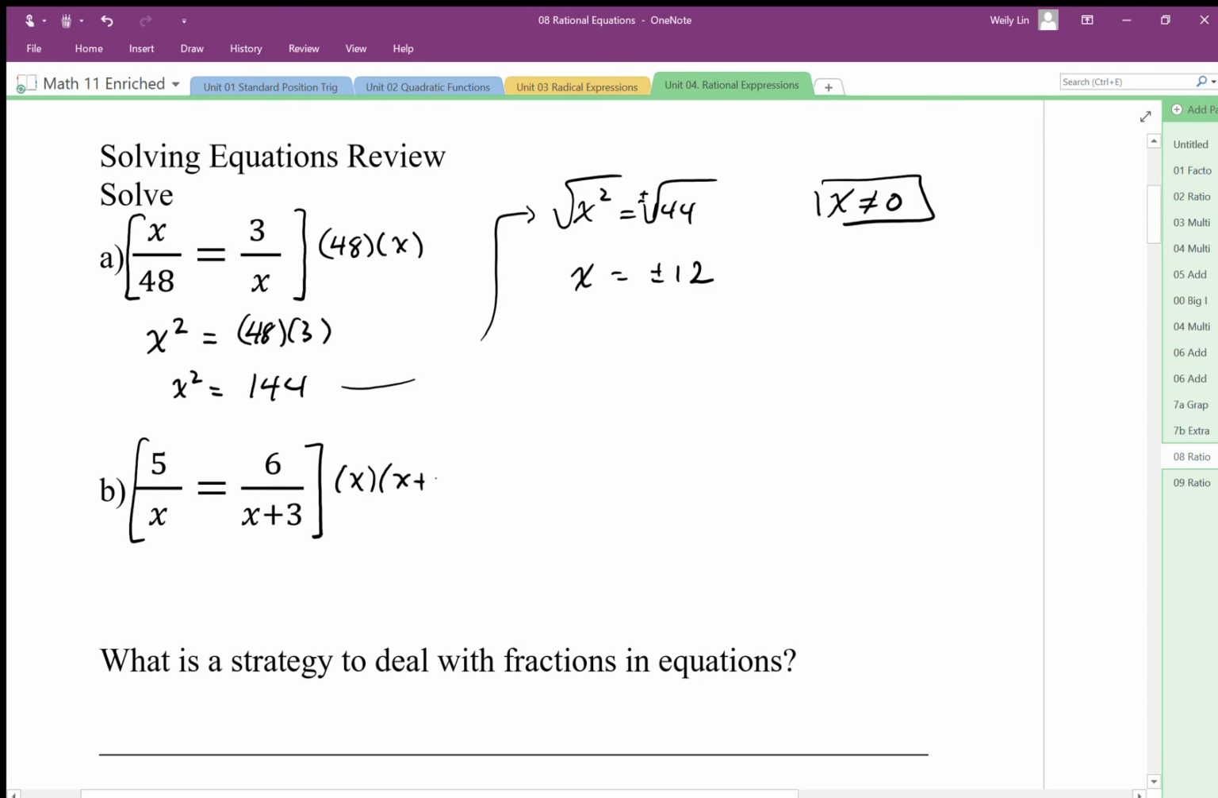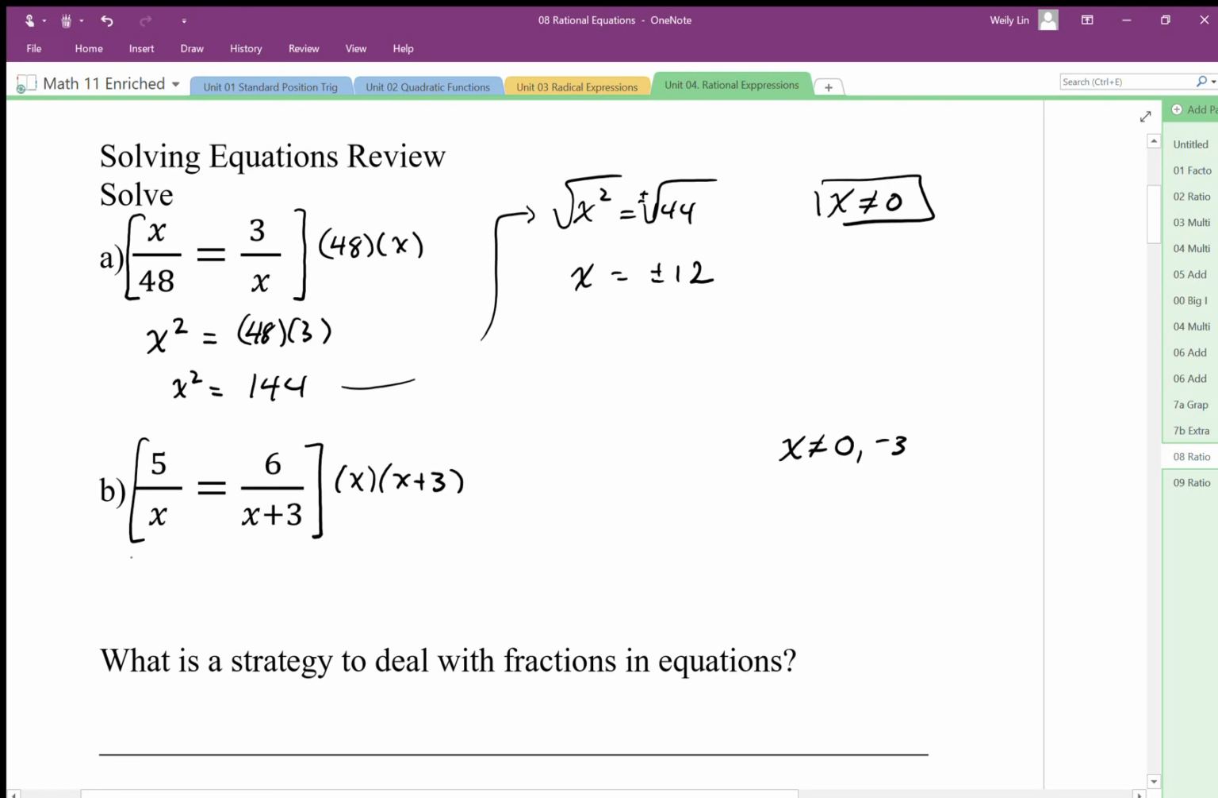And again, that's a big idea. We can't just randomly multiply things. We have to keep things balanced. There's some basic rules that we always have to abide by. So here, I'm going to state my restrictions before I cancel anything out. X cannot equal 0. X cannot equal negative 3. Otherwise, we'll end up dividing by 0, and we get all sorts of weird results.